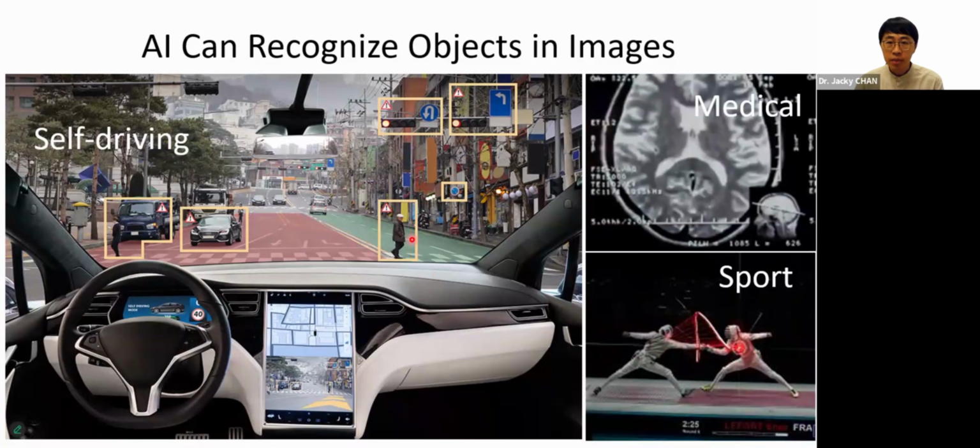Besides this, in the medical field, AI can analyze medical images to provide suggestions to clinicians. And in sports, it can analyze how different athletes perform, how well they are doing, and whether the posture is correct or not, and give them some advice so that they can increase their chance to win.